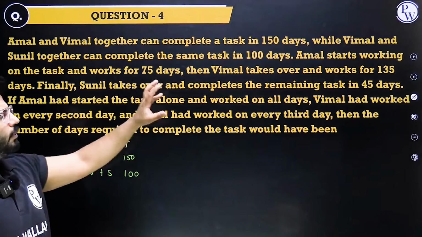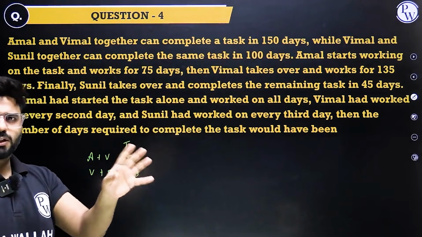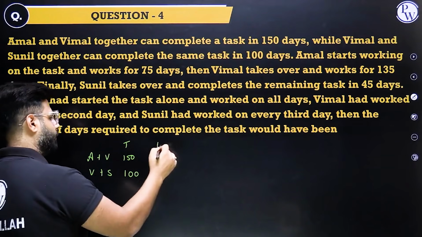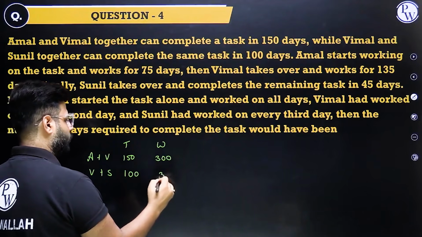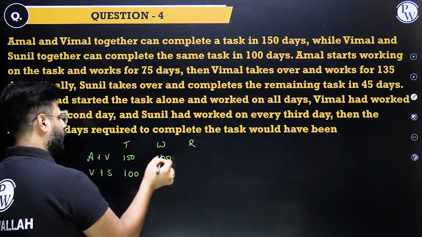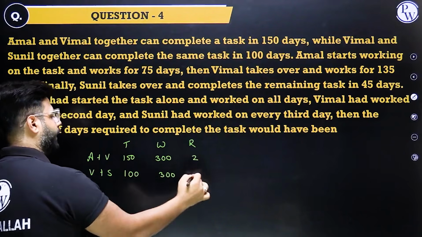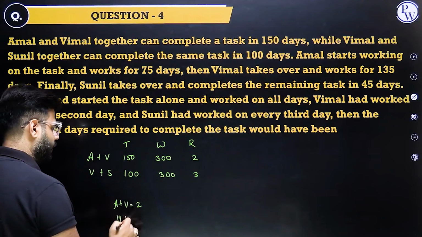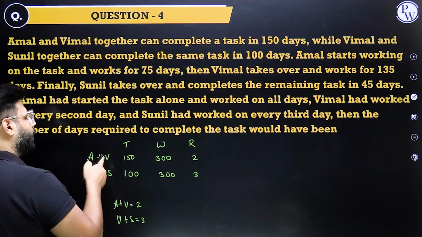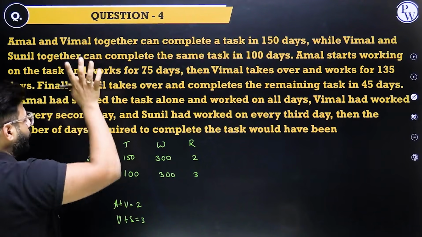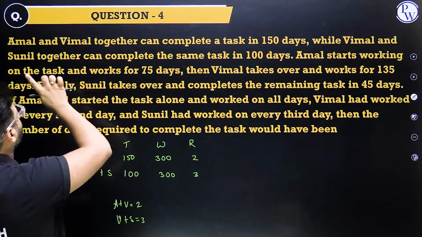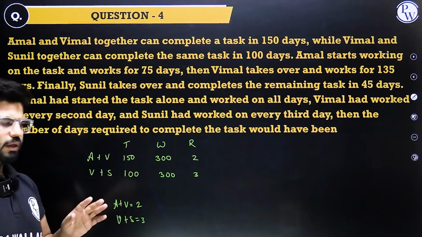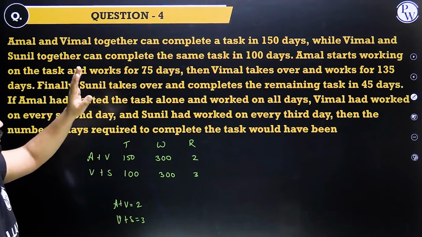Okay, so now we have the work that has been done in broken parts. So stop here. Assume the work to be the LCM of the time, that's 300. So we already have two equations: rate 2, rate 3. That means A plus V is 2, V plus S is 3, assuming A, V and S are the rates of Amal, Vimal and Sunil. We have two equations already. Just need one more and we are done. That will be given by this.